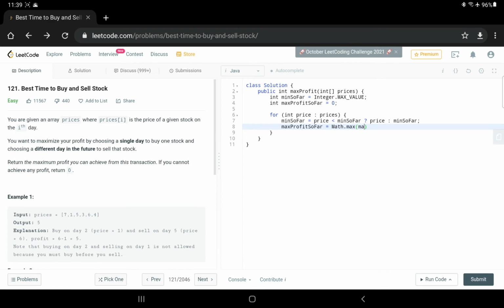And now the max profit so far in each iteration of the loop is Math.max of the current max profit so far, what was the max profit so far, in comparison to the current price, because we don't look into the future. The so far pattern is not looking into the future in order to save time in iterations, minus the min so far, the current price minus the minimal price that we had so far. And guys, that's almost it. So let's put a semicolon here and return the max profit so far.